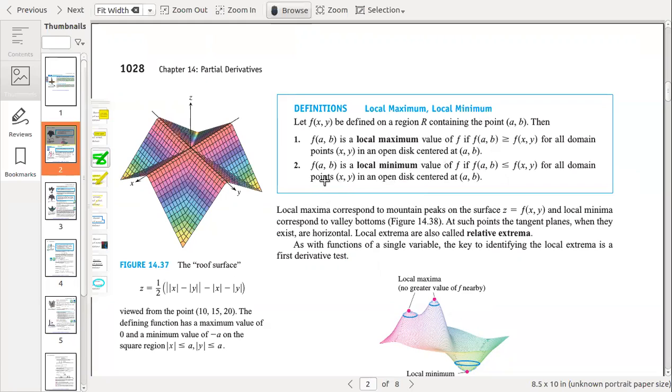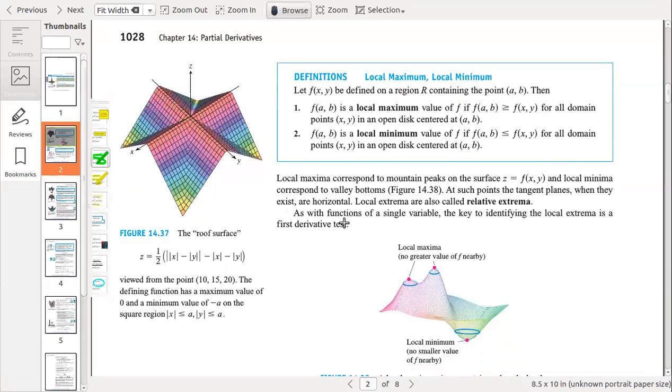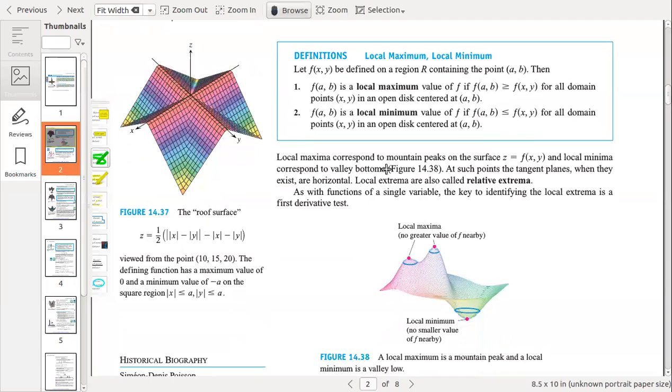Similarly, f(a, b) is a local minimum value of f if f(a, b) is less than or equal to f(x, y). It means all the values of the function should be greater than or equal to the value of the function at that point (a, b) for all domain points (x, y) in an open disk centered at (a, b). So local maxima correspond to mountain peaks on the surface, and local minima correspond to valley bottoms.